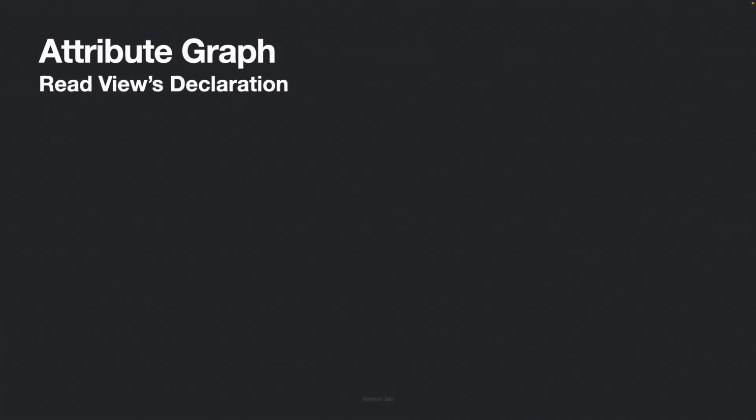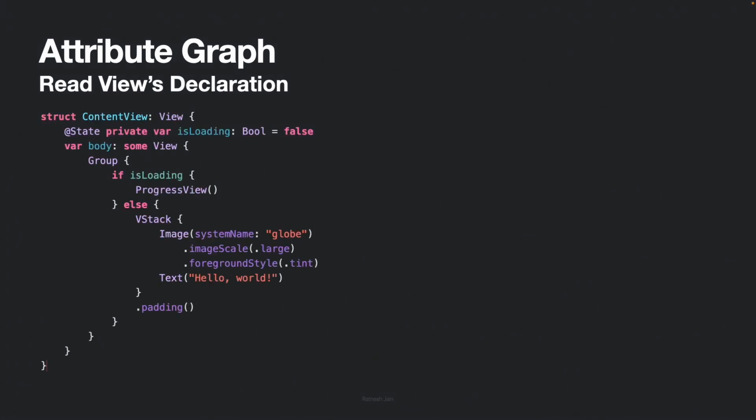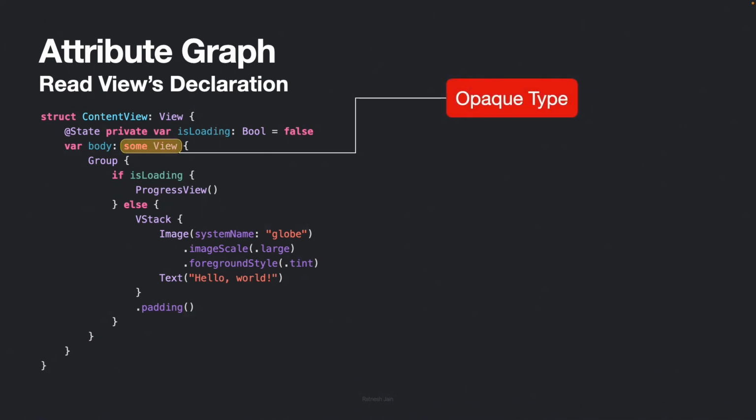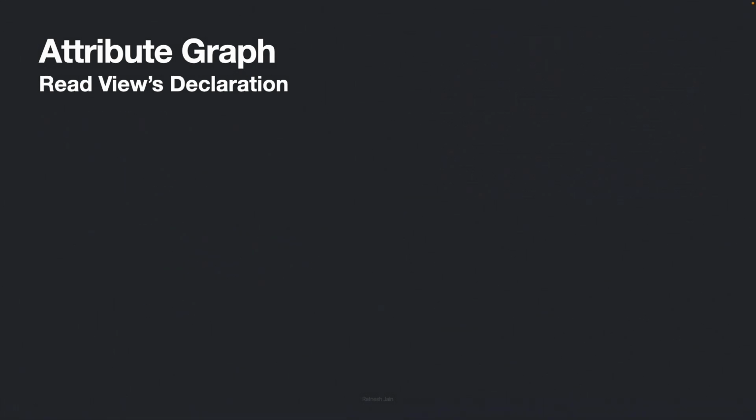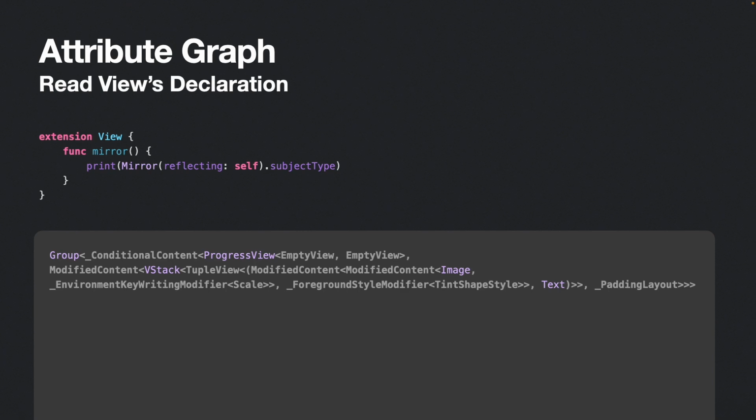So this is the view's declaration. We have code like this, right? And we are marking this body as some View. This is an opaque type. An opaque type means the type information is not directly visible to the user or developer, but the compiler knows the whole information about it. If we write this function that will mirror, it will emit the type information of that view. So if we attach this function to a view and print this, we will get this code.